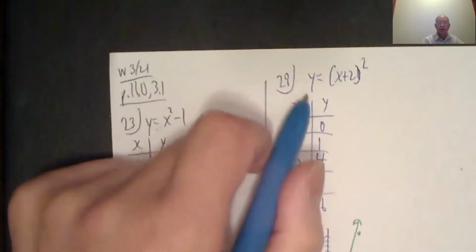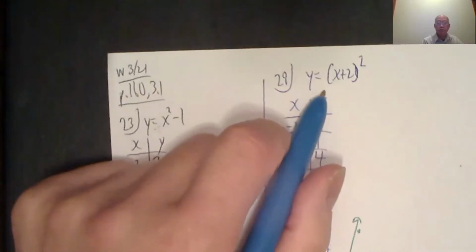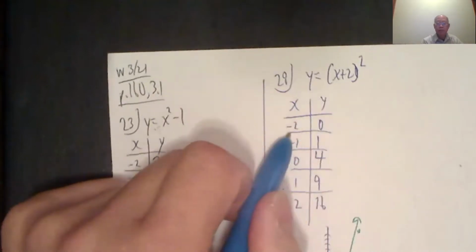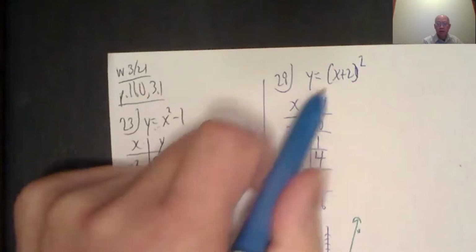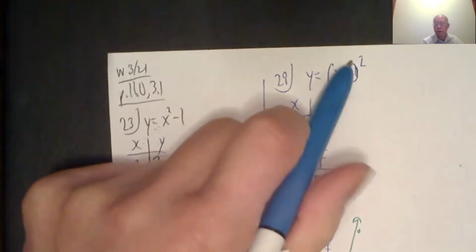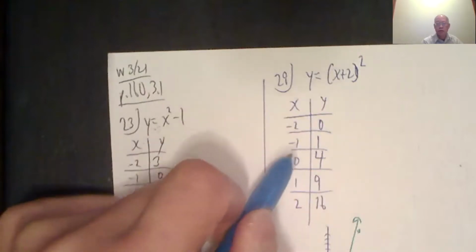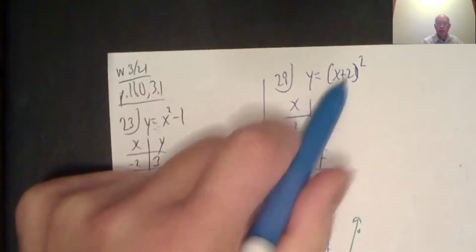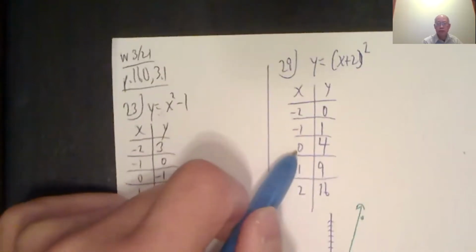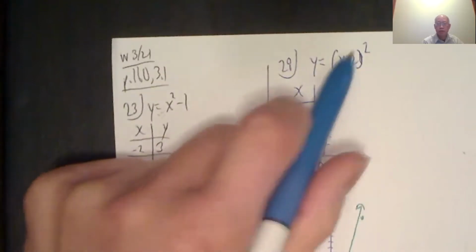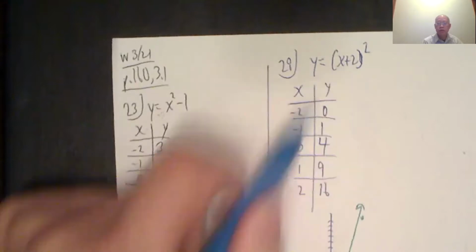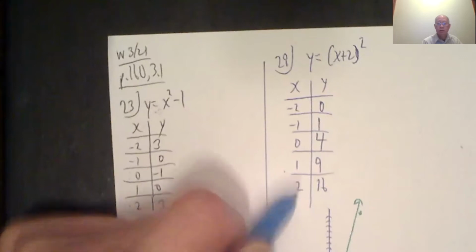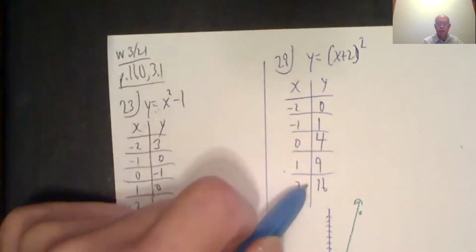Okay, 29, y equals x plus 2 squared. So I first plugged in the same numbers from -2 to 2. If you plug in -2, -2 plus 2 is 0, 0 squared is 0. Plug in -1, -1 plus 2 is 1, 1 squared is 1. 0 plus 2 is 2, 2 squared is 4. 1 plus 2 is 3, 3 squared is 9. 2 plus 2 is 4, 4 squared is 16.